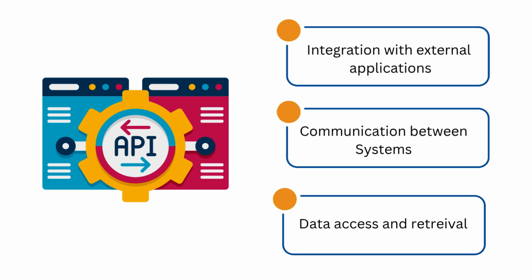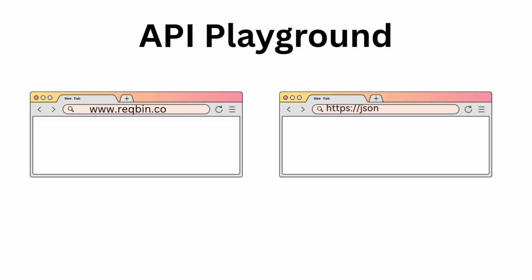So now let's jump into a practical usage. Here we are going to use an API playground. We can use two websites, one for generating the request, which is reqbin.com, and the other one for the dummy data, which is jsonplaceholder.com.